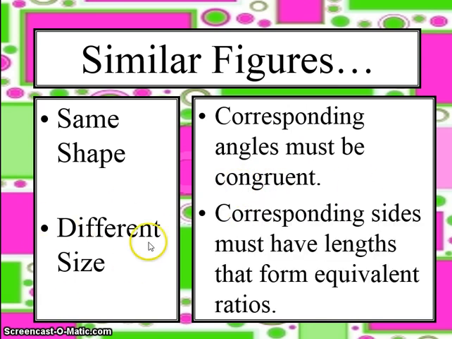To be a different size, their side lengths cannot be the same length. However, their corresponding side lengths must form equivalent ratios. Now, in the past, we have learned about equivalent ratios. We've learned two skills. One, how do we decide if two ratios are equivalent? And two, how can we use that to figure out a missing dimension? So we're going to warm up with some review questions here.